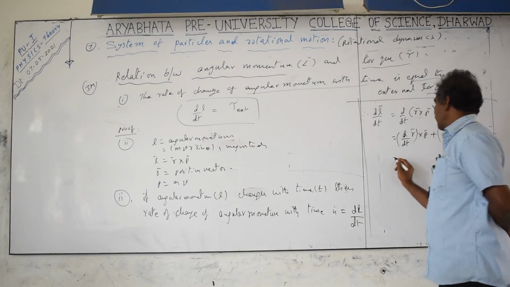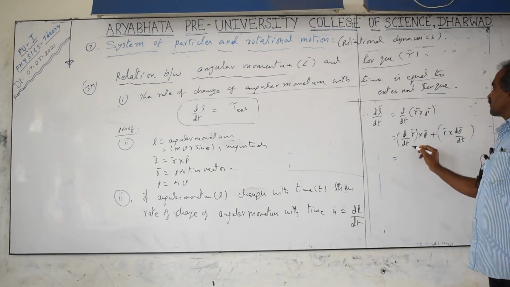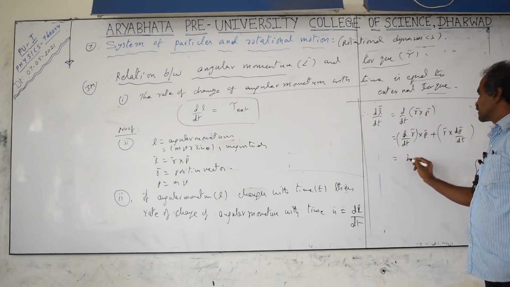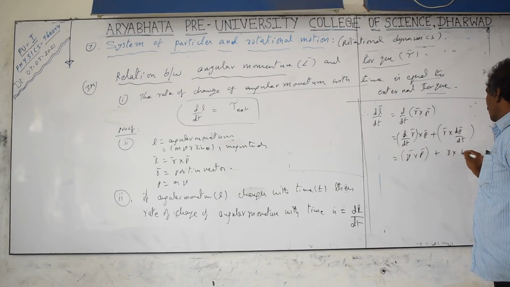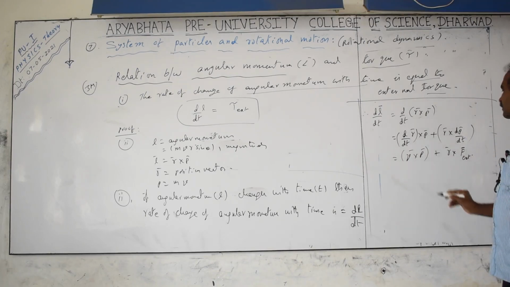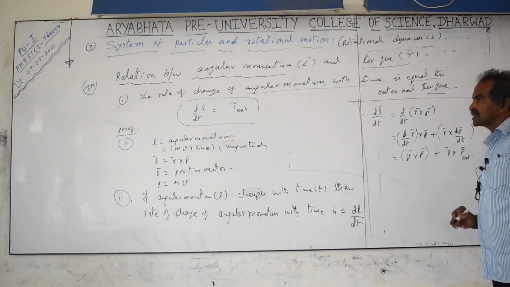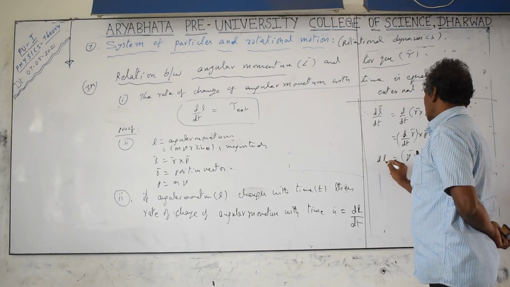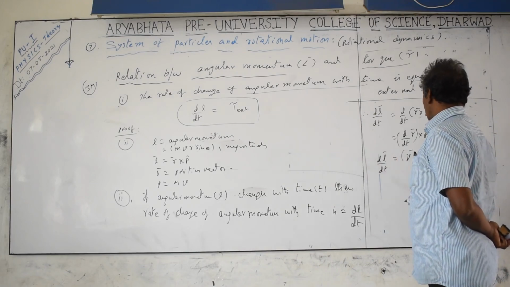This is equal to dr by dt, position vector by time, which is velocity. We get v cross p plus r cross f. The rate of change of momentum is equal to the external force. But v and p are in the same direction, therefore v cross p is equal to 0. This is dL by dt in vector form.